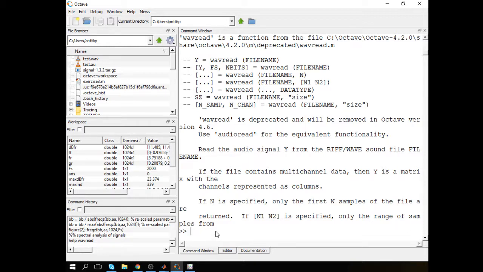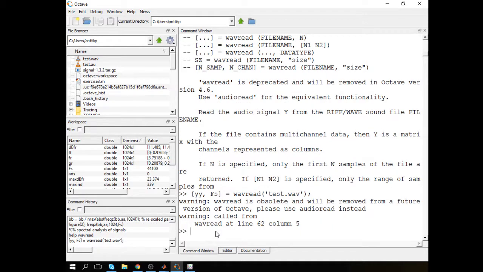Input y and Fs, I don't care about the bits. Wave read, and the file name is test.wave. There we go. Obsolete, that will be removed. Oh, okay, use audioread. I think on MATLAB you use audioread anyways, right?